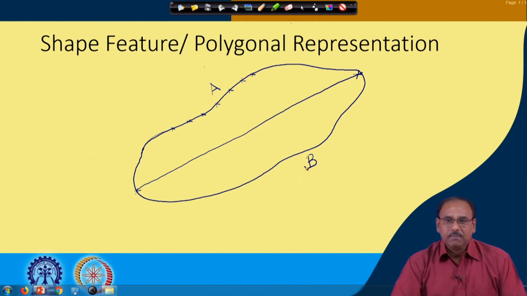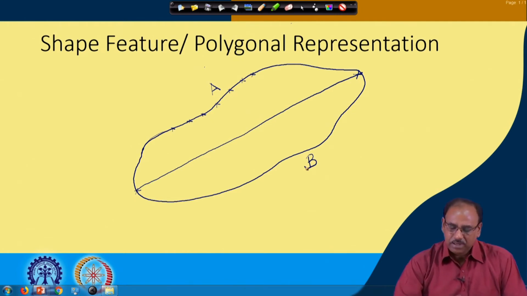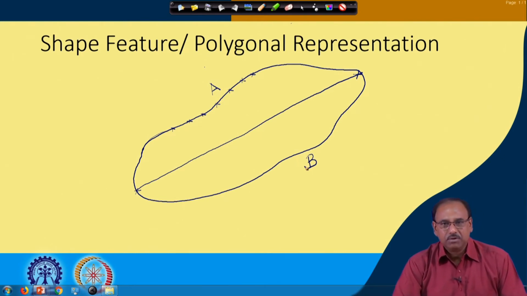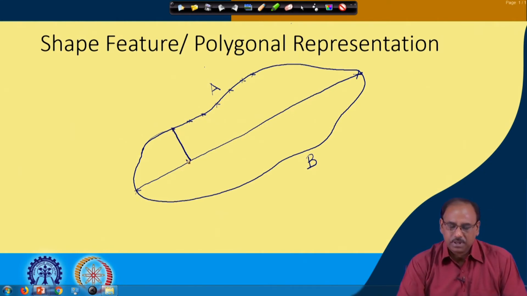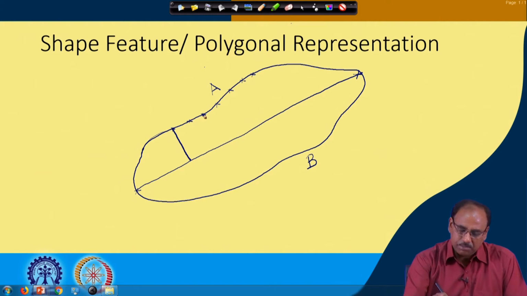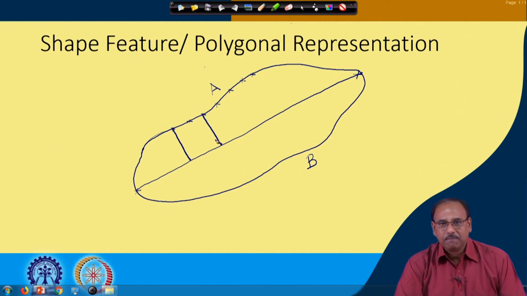So, at the next level, we can again subdivide both these sub boundaries, and for that we have to use a criteria. The criteria can be that I compute the perpendicular distance of different points on these boundary segments from this straight line. So, given a point over here, I can compute the perpendicular distance of this point on this boundary. I can also compute the perpendicular distance of this point on the boundary from this straight line.